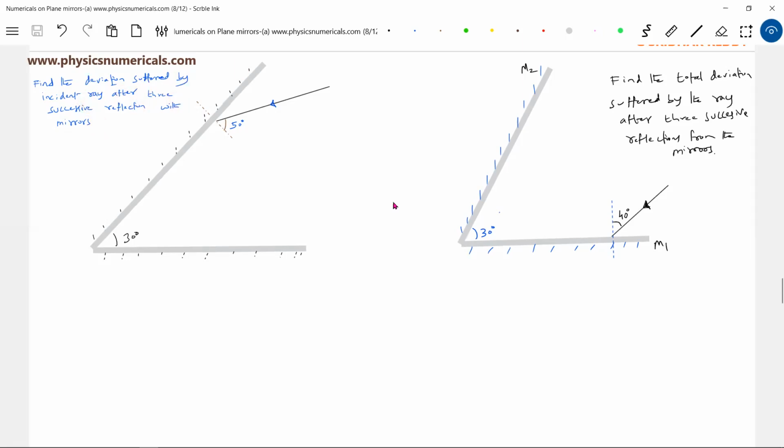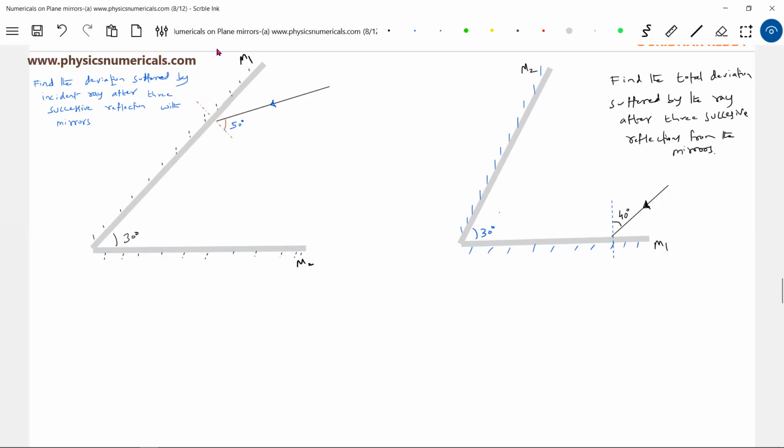So there's a mirror M1. First it will strike M1, then M2. So there's the first reflection, then again second, again third. Then he's asking the deviation. And what is this? This should be the normal. This line should be normal.